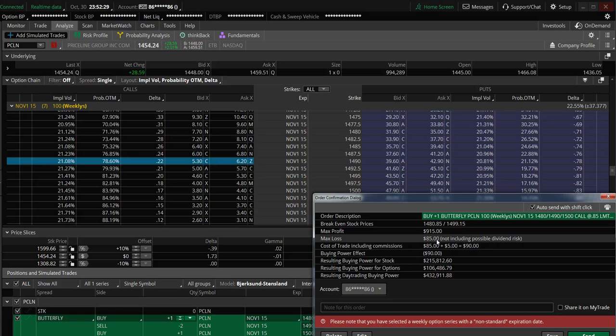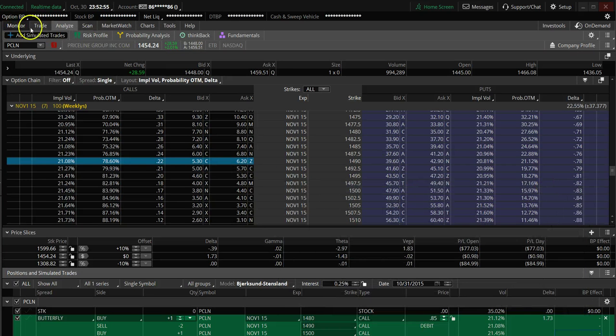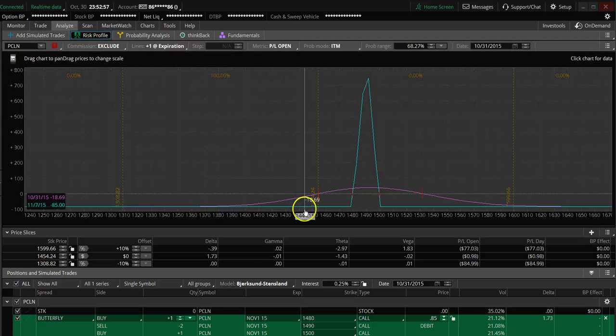That's what butterflies do for you. It's a very low entry, low risk trade with a high reward, but it has a probability that isn't as high as some of the other strategies. Everything in options is a trade-off. You have to understand that. But a butterfly is a way of really putting on an inexpensive trade that could potentially make you a lot of money. And let's look at this risk graph.